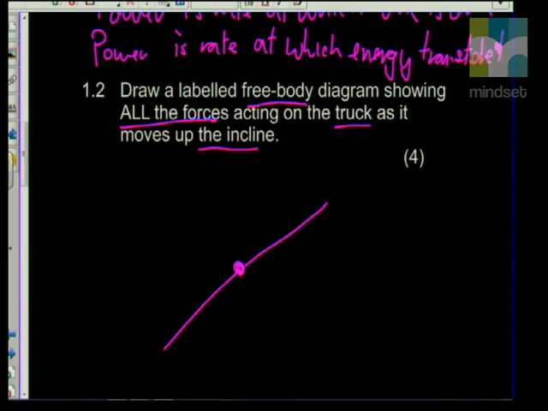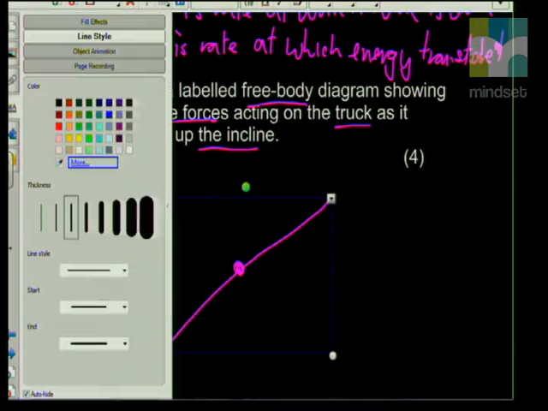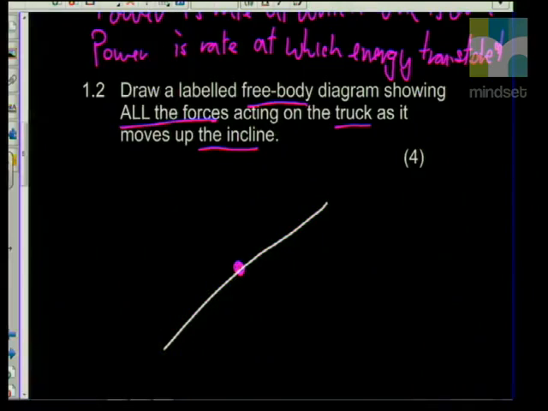Perhaps I should just change the color of that as well, just so that we've got it as a different color. I'd prefer it to be even the white would be better. So let's just put it in as a white line. We can remove it. The reason I've put that in is so that we can get the angles more or less correct. So a truck sitting on a slope, what do we know about it?